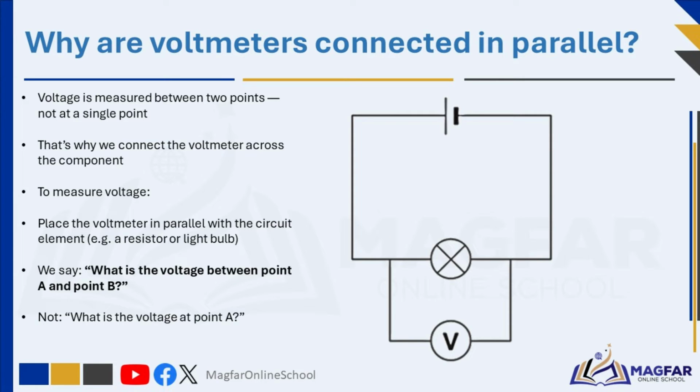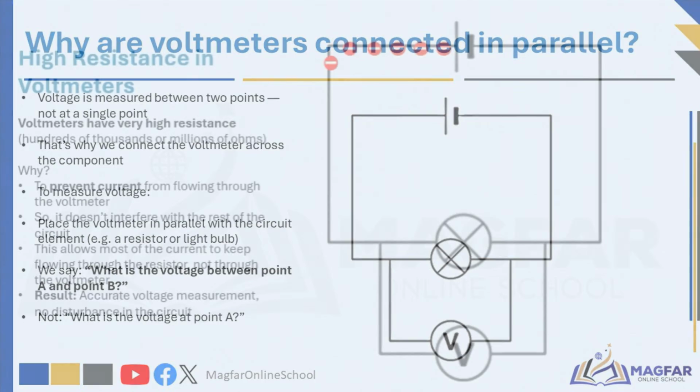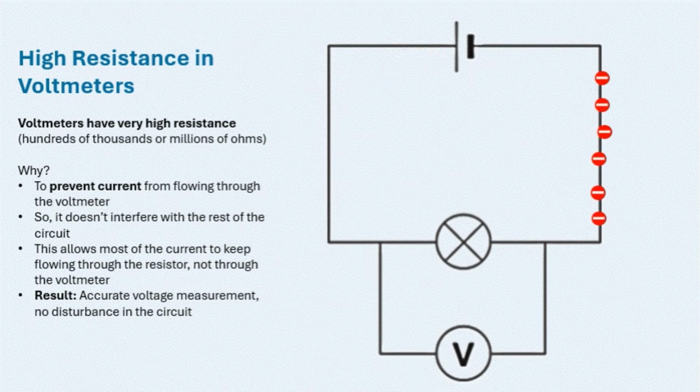As we have seen, voltmeters are made with very high resistance, sometimes hundreds of thousands or even millions of ohms. Why? Because you don't want the voltmeter to disturb the current flow in the circuit. If the voltmeter had low resistance, current would flow through it instead of through the resistor you're trying to measure, which would change your result. So, even though a tiny amount of current does flow through the voltmeter when it is connected in parallel, this current is extremely small because the voltmeter is designed with a very high resistance. This high resistance makes it very difficult for current to pass through the voltmeter, which is exactly what we want.